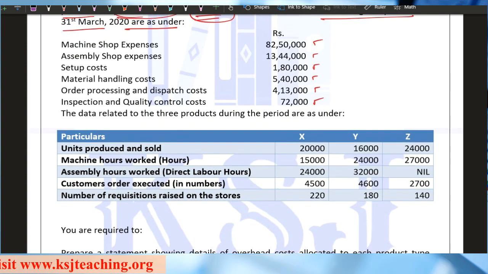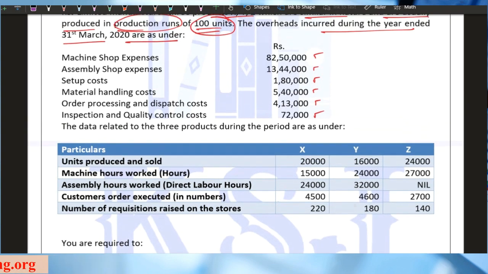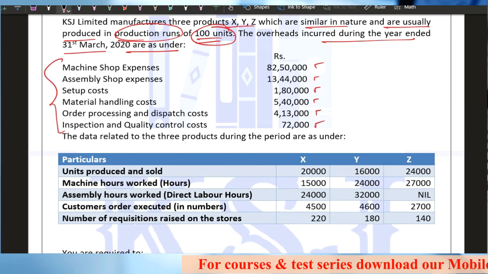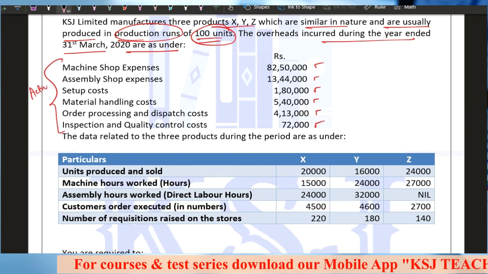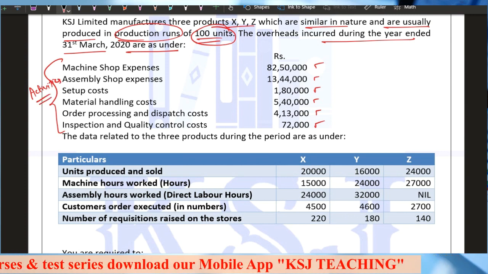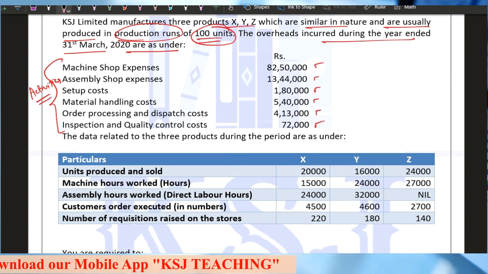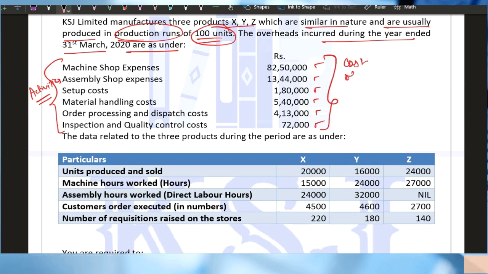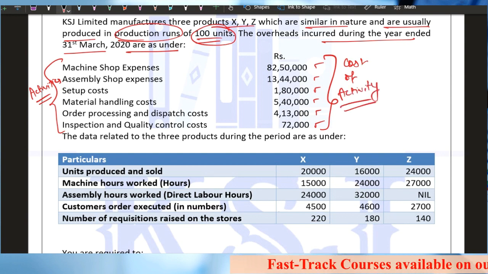Clear, sir? Now, what is the first step? The first step is identification of activities. These are your activities. We have identified the activities. What is the second step? Identify the cost associated with the activities. Now, this is your cost associated with the activities. Any doubt?